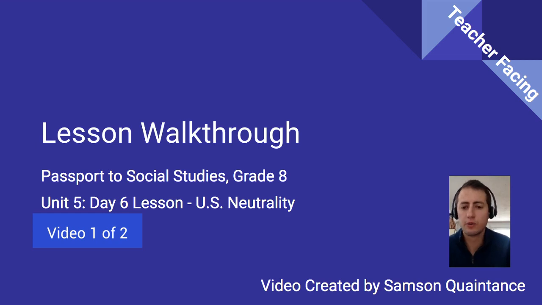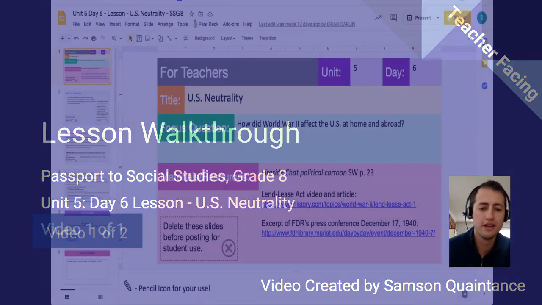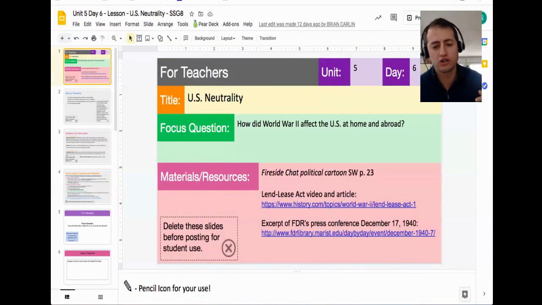In this two-part video, I'm going to walk you through Unit 5, Day 6, U.S. neutrality during World War II. In the first video, I'm going to show you all the links in this lesson, how to access them, and how to navigate them. And in the second video, I'm going to show you how I turn this into a Google Doc to keep everything in more or less one place for students.